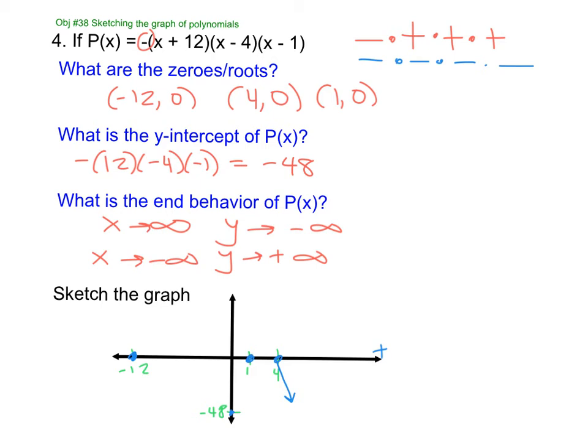As x is going to the left, my y is going up. So I start with my arrows, and then I just go through. That is really terrifying. Sorry.